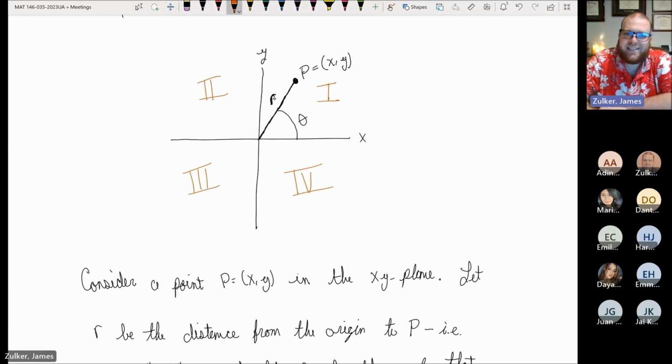R is a distance, right? It is a length. Can length be negative? No. Which means length plays no role in determining the sign of the trig function. The sign of the trig functions are determined solely by the point.